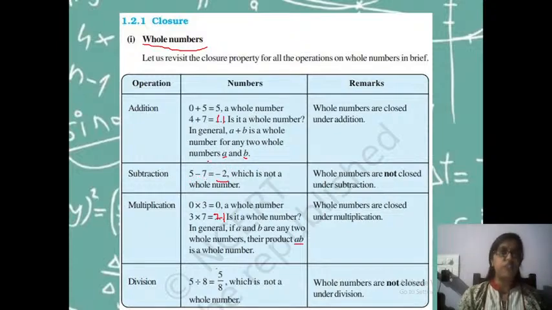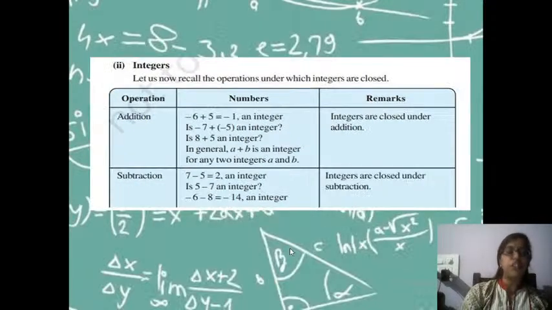For example, if you do 7 minus 5, then you will get it in a plus sign, so then you can consider it. Understood? So next, multiplication. So it is 3 into 7, that is nothing but 21. So 21 is a whole number. Then division, you will be getting in a fraction form, so you cannot consider that. Understood? So it is a rational number.